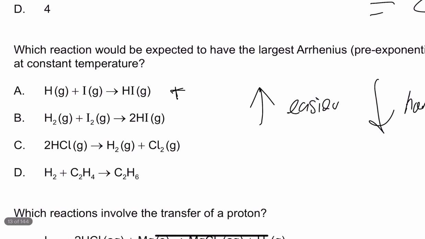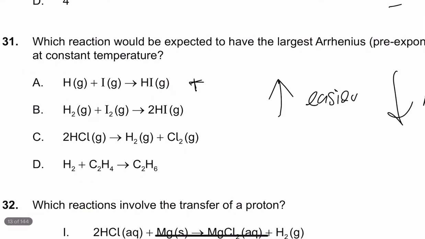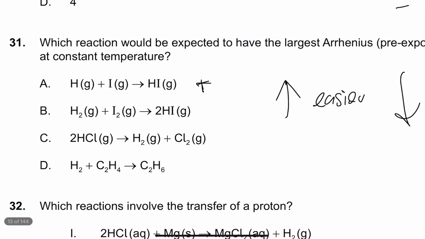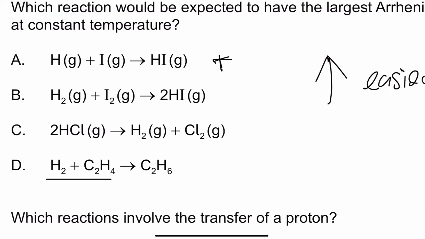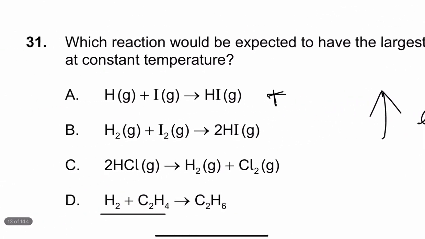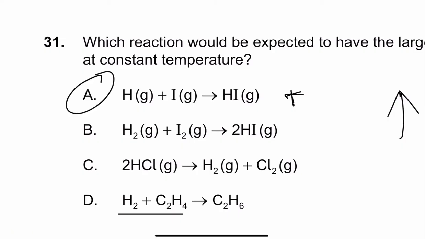Now, just by that logic, we should know that C is also not going to be the right answer. Why? Because it's a decomposition reaction. It's going to require a specific orientation. It's going to have a lower Arrhenius pre-exponential factor. And I can use the same logic for D. We're going to have a specific orientation collision between these two different elements and compounds. It's going to be a lower Arrhenius pre-exponential factor, and therefore we get A.